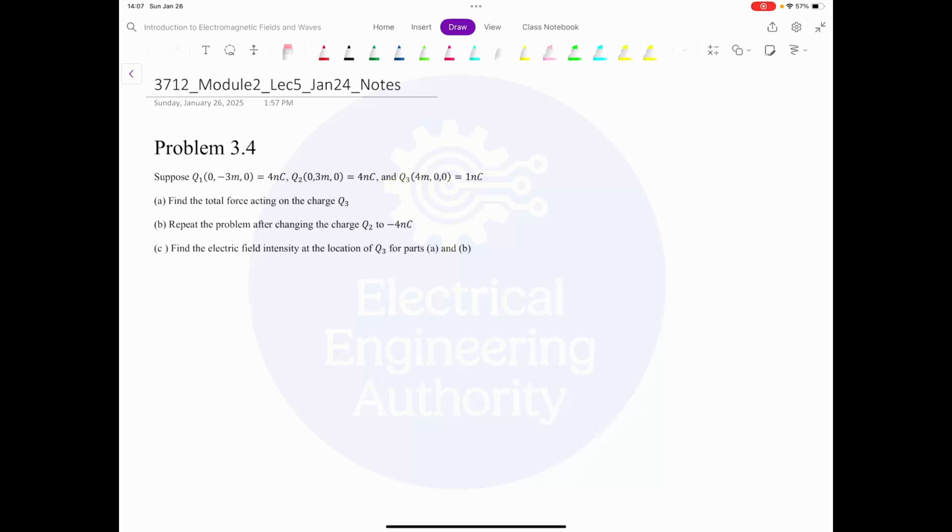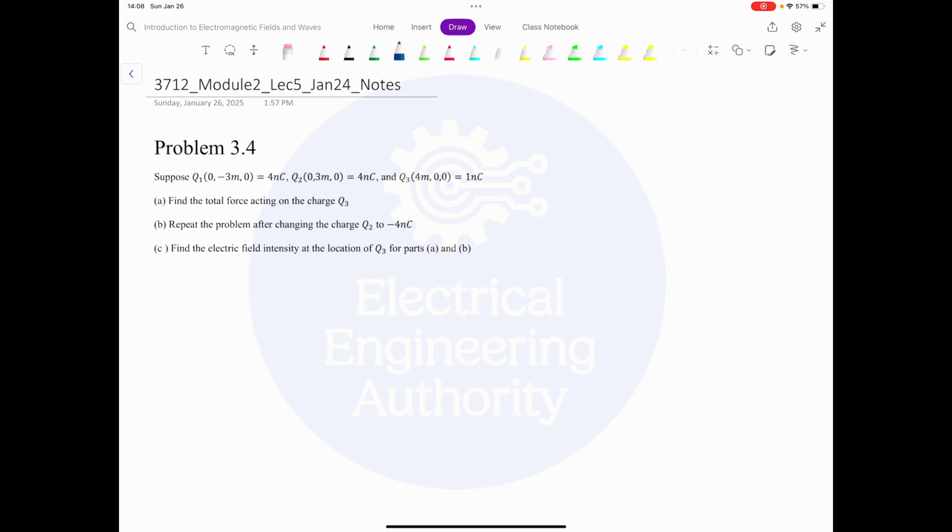Hello everyone. So in this video I'm going to go over two problems from end of chapter 3 that is based on what we have learned until this point. So first one is problem 4.3.4. In this problem we have 3 point charges available, Q1, Q2 and Q3, that their locations are given to us.